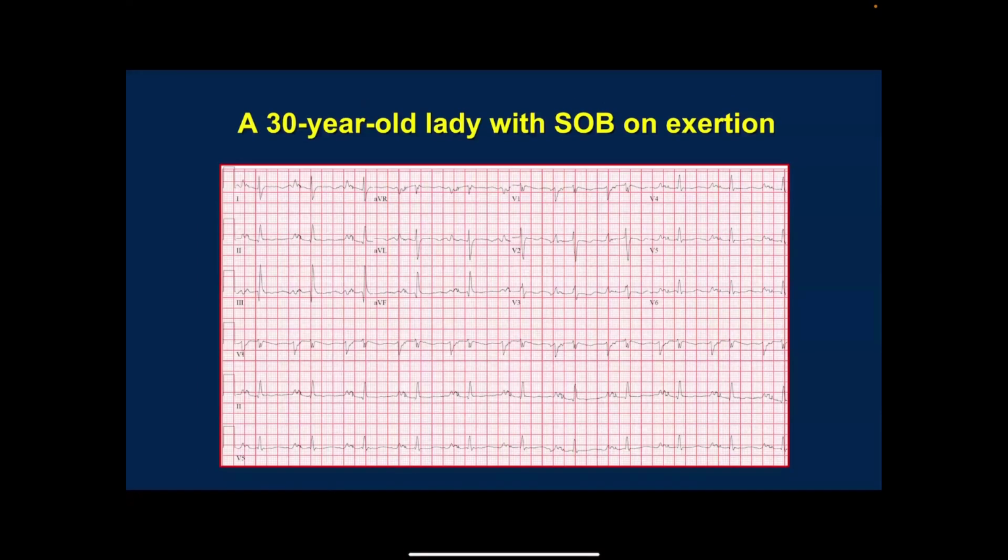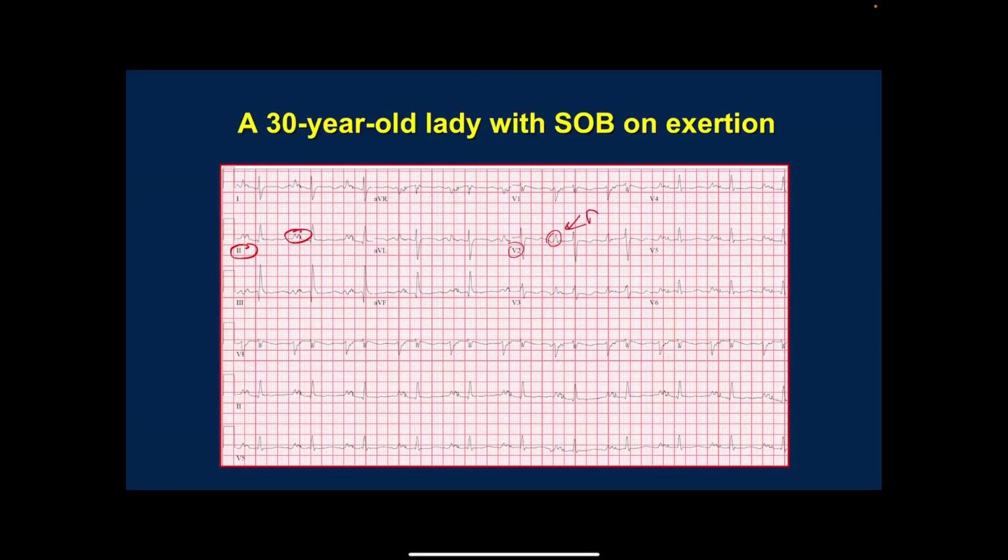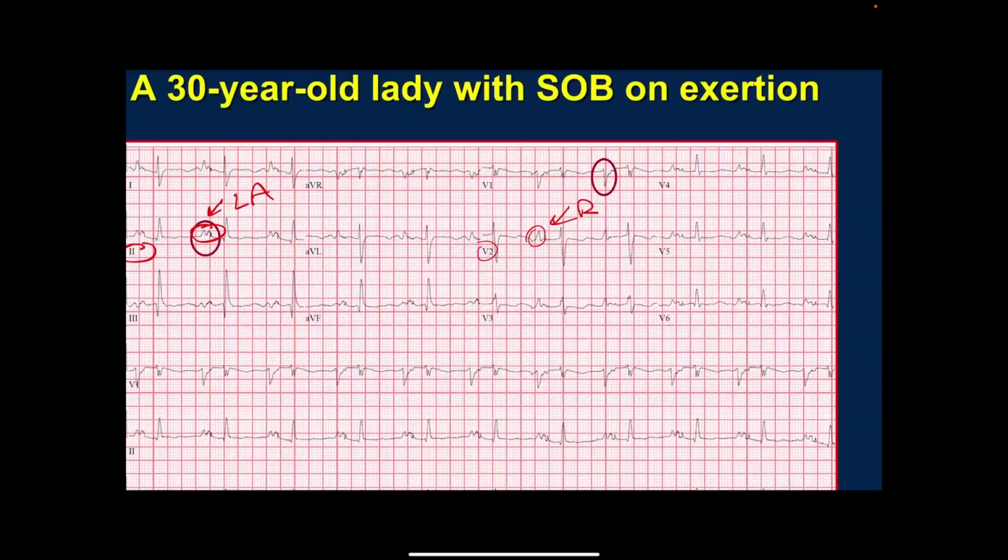Okay, what about this? Both, biatrial. Yes, exactly, because on lead 2, we see left atrial enlargement. And on lead V2, we see a really big P wave. So this shows there's right atrial enlargement, and this shows there's left atrial enlargement. So this is biatrial. Also there's a negative deflection.